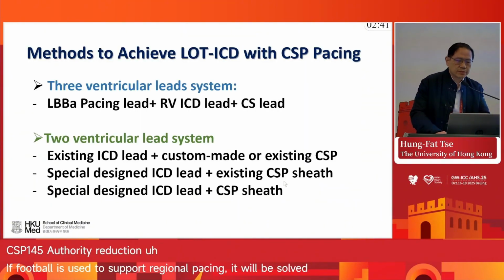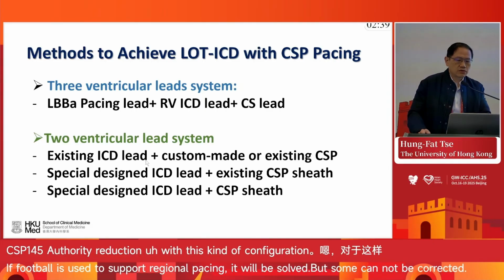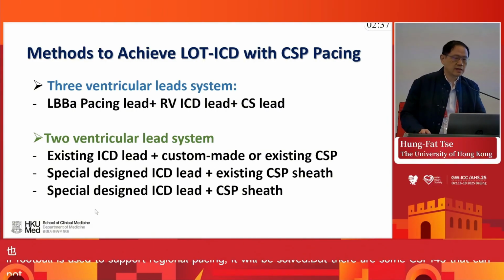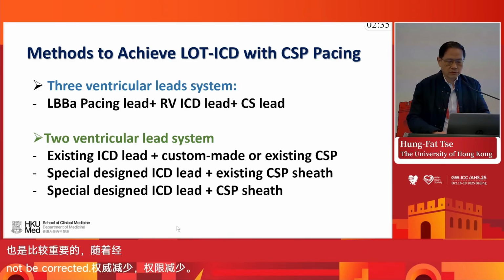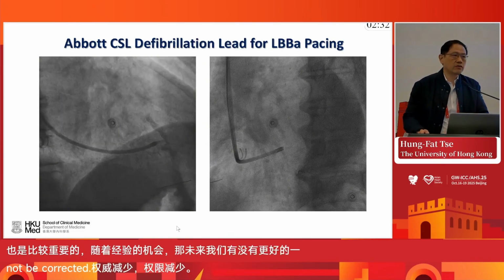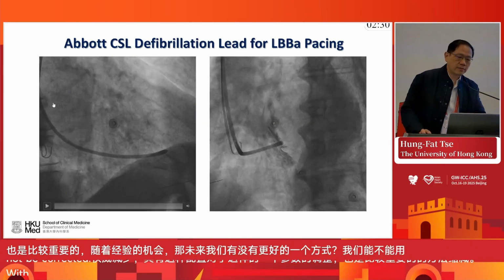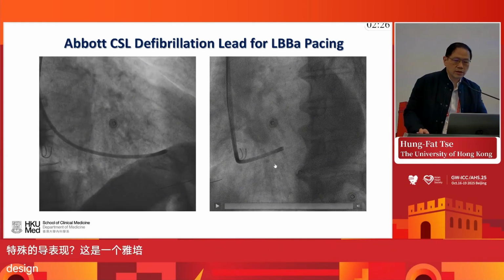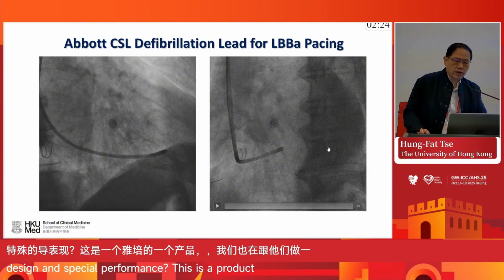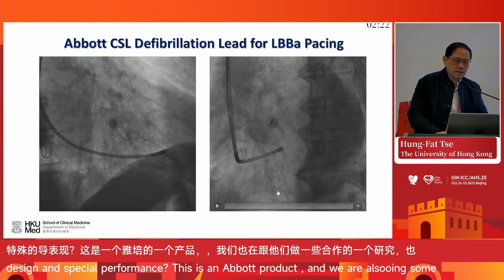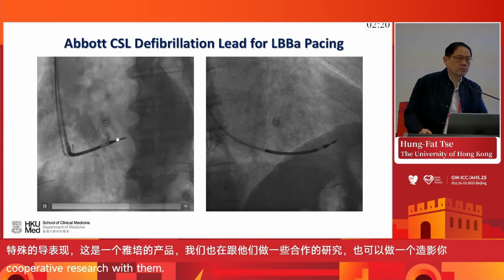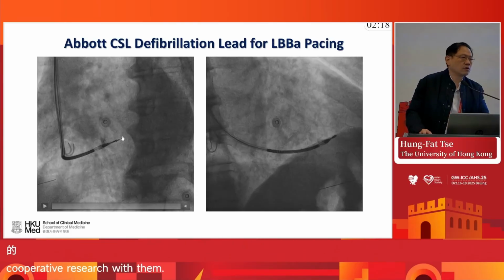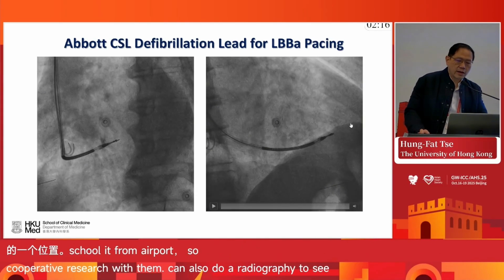How about in the future, can we have a dedicated ICD lead and also a new CSP sheath? So this is another study we are doing with Abbott. This is the new CSP sheath from Abbott. We can see that now we put in the sheath. We can also do an angiogram to look at the location where we intercept. And then this is the new active screw lead from Abbott. So we can actually screw the lead all the way.